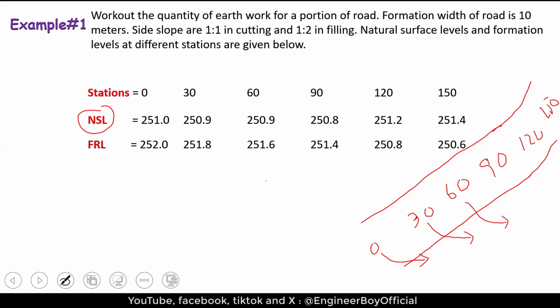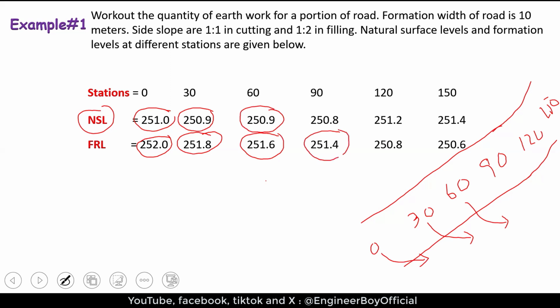Now, as you can see, the value of the formation level is just more than the NSL. It means here we should have filling, okay. Again the formation level is more than the NSL, it means filling again. The formation level for station 60 is more than the NSL, filling again. Here the formation level for station 90 is also more than the NSL, filling again. However, look at station 120, the formation level is less than the NSL.